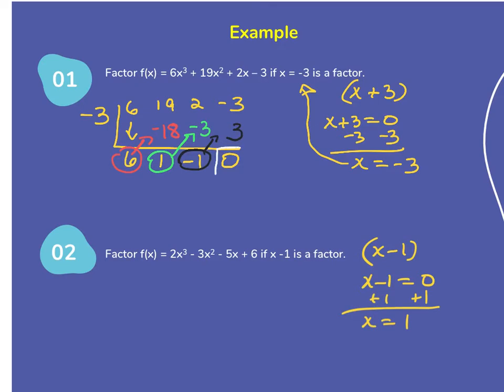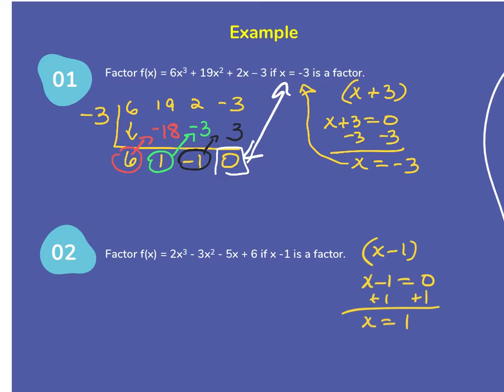If they started out by telling you that this was a factor and you did not get a 0 here, then you've done something wrong and you should probably go back and refigure it out. Now, if you're not certain that negative 3 was a factor, then potentially you could get a number here that's not a 0. And then you would have to try another factor. And that's going to come later on in the notes.